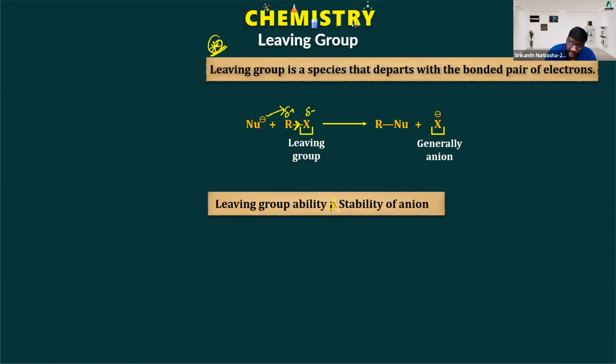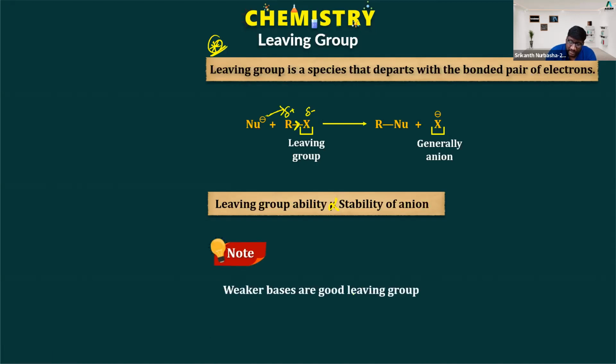Leaving group ability is directly proportional to stability of the anion. That is a very logical thing. If this anion is more stable, then the leaving group is a better leaving group, yes or no? Yes, sir. The nucleophile attacks the electrophilic carbon, the leaving group leaves, and you produce an anion. If the anion is more stable, then it is a good leaving group. That means leaving group ability is directly proportional to stability of the anion.